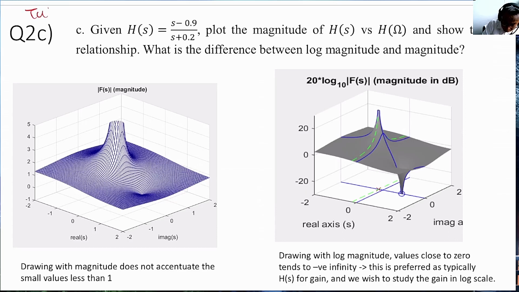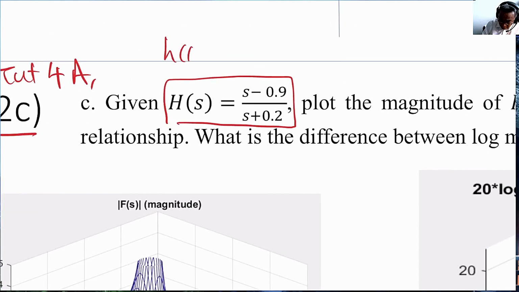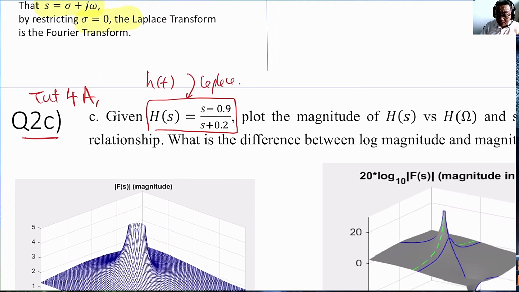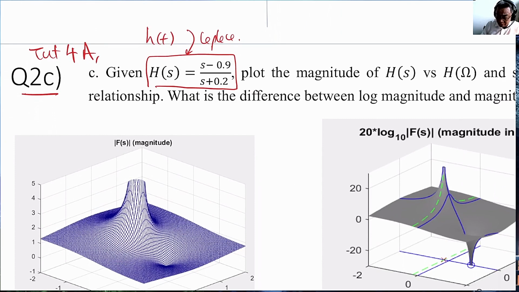This is tutorial 4A, Laplace Transform question Q2c. We are given a transform signal h of t, which has been transformed by Laplace to h of s. It is a rational function, and now we are interested to look at what is h of s. Look as in we want to visualize h of s.